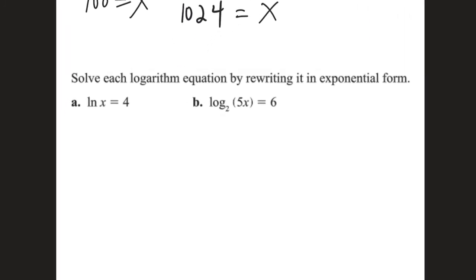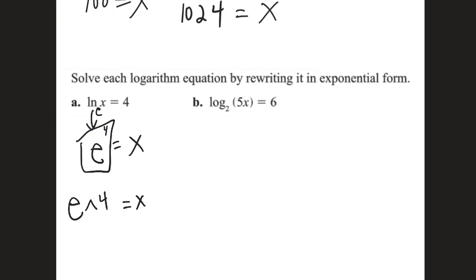Here's another one. Solve each log equation by rewriting it in exponential form. If I rewrite this, this would give me e raised to the power of 4 equals x, because remember there's an e in this spot. This is just a number, so I'm just going to go to Desmos and put e raised to the power of 4 and see what that number is. It's going to give me some kind of decimal. In this case, it's 54.598.